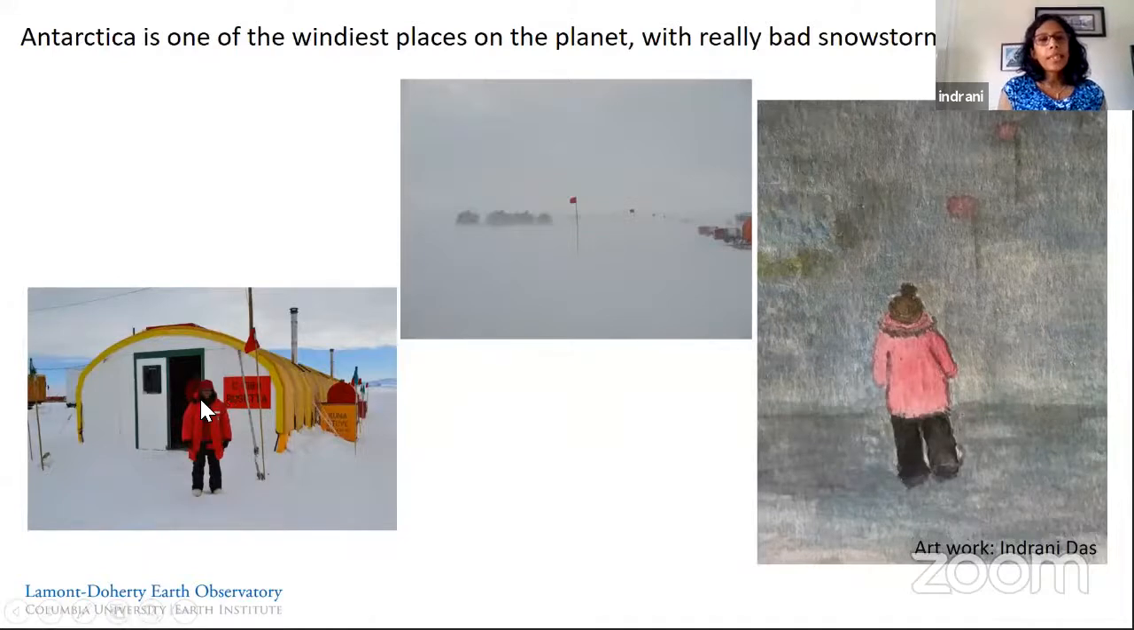This is how a typical day in Antarctica looks like, beautiful and bright, but there are also snowy days and stormy days. This is just the start of a snowstorm in Antarctica. And if the storm intensifies, we do not go out of our quarters. And this is me just looking outside my tent.